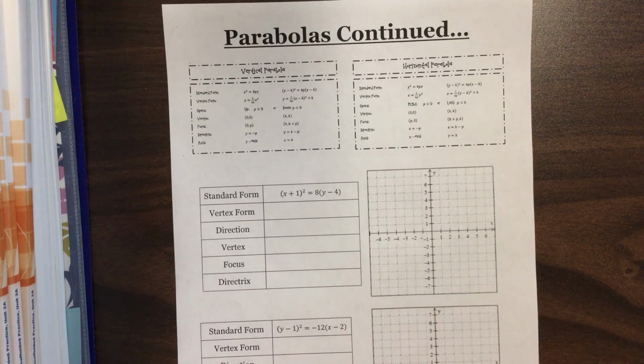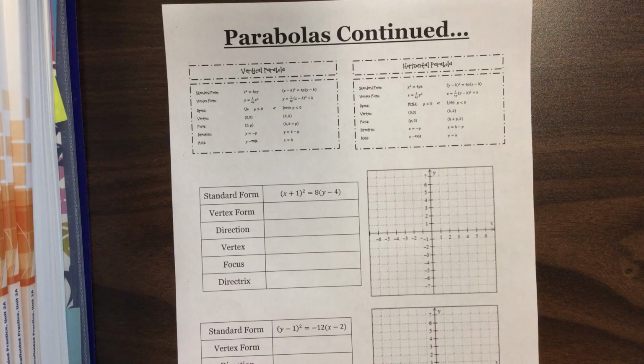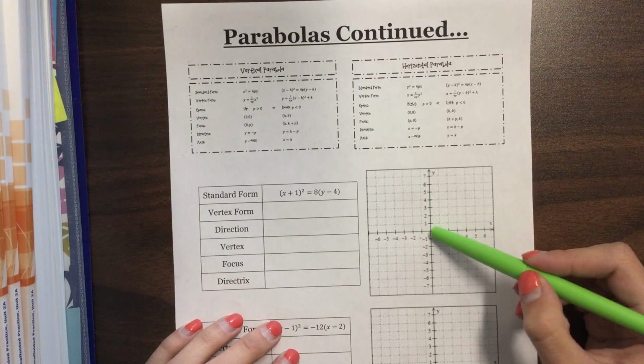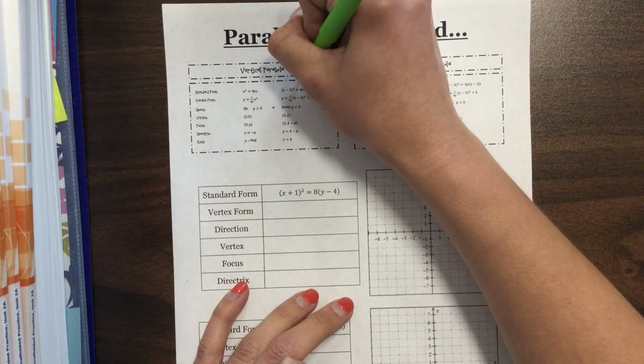Okay, last class we worked with parabolas that were just at the origin. This time we're working with parabolas that have been shifted, so the vertex isn't at 0, 0 anymore. The vertex is at like 1, 2, or some point in here, but it's not right here at the origin.